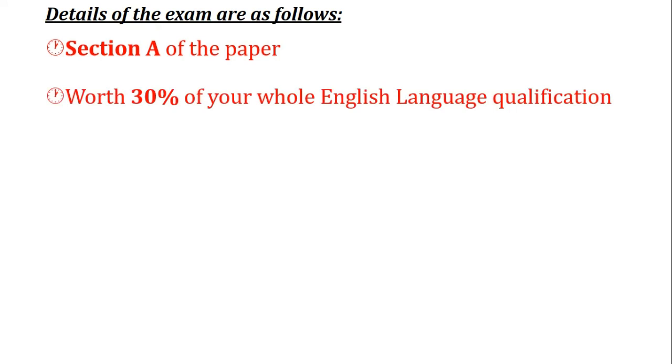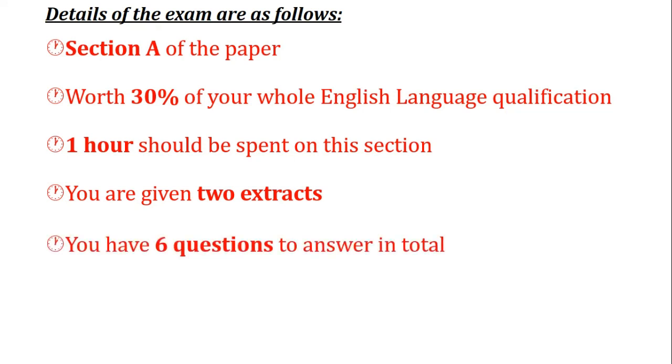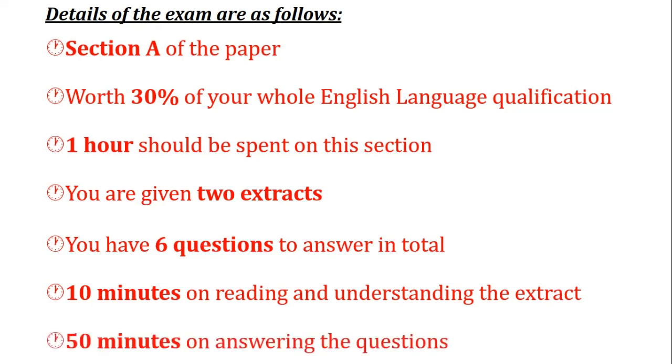So details for this exam are, it's section A of the paper. It's worth 30% of your whole English language qualification. So adding another 30% is 60% for this exam. 1 hour should be spent on the reading. You're given 2 extracts. You've got 6 questions to answer. You've got 10 minutes on reading and understanding the extract, and then you've got 15 minutes on answering the questions.